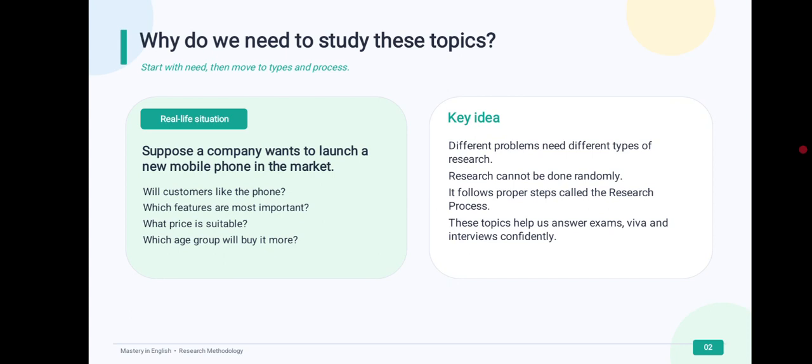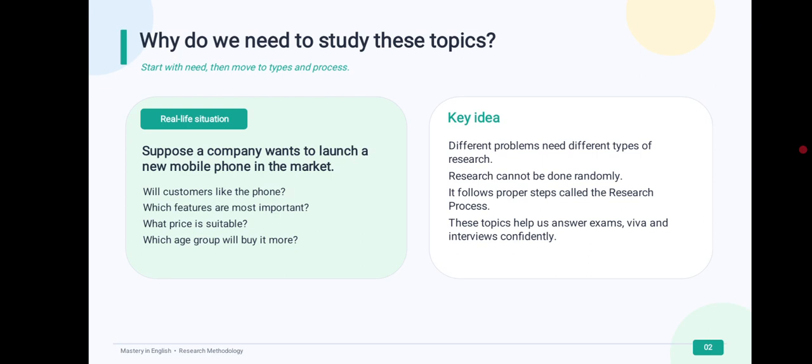Now students, can the company simply guess all these things? The answer is no, because if the company takes decisions without proper information, the product may fail in the market. So the company conducts research. This is the right method to find the answer to the questions or to find the solution to a problem.